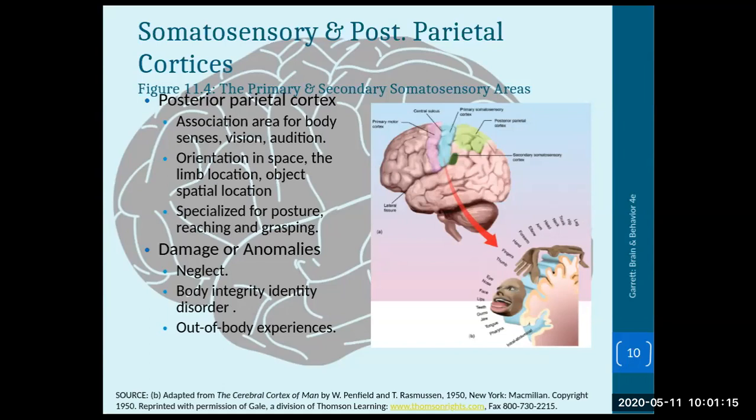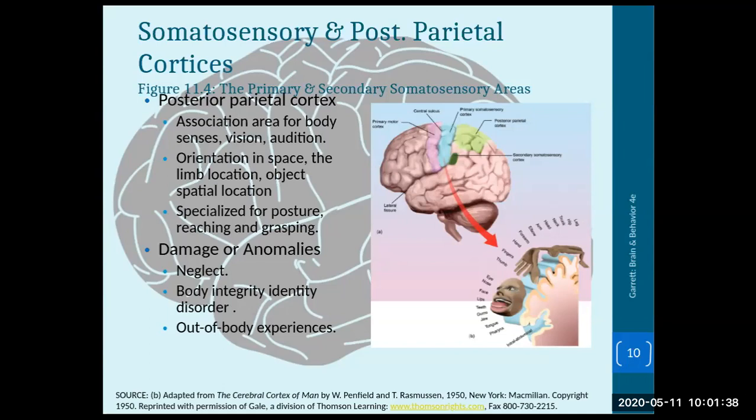If we have damage to this area, we've already talked about it. Neglect, if it's in the right side of the brain, which is most of the time where we see neglect, the left side of space is simply ignored. It's almost as if your brain doesn't even know it's there. You don't notice any difference, any deficit, but you just literally don't pay attention to that side of space.